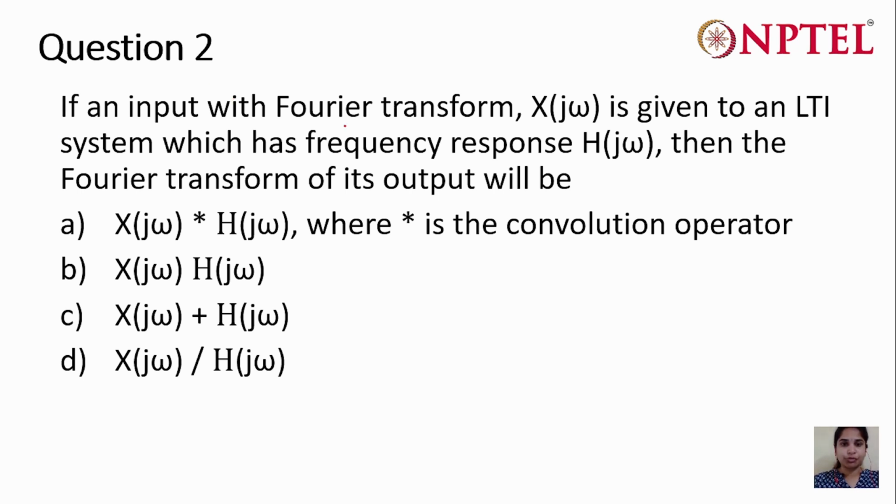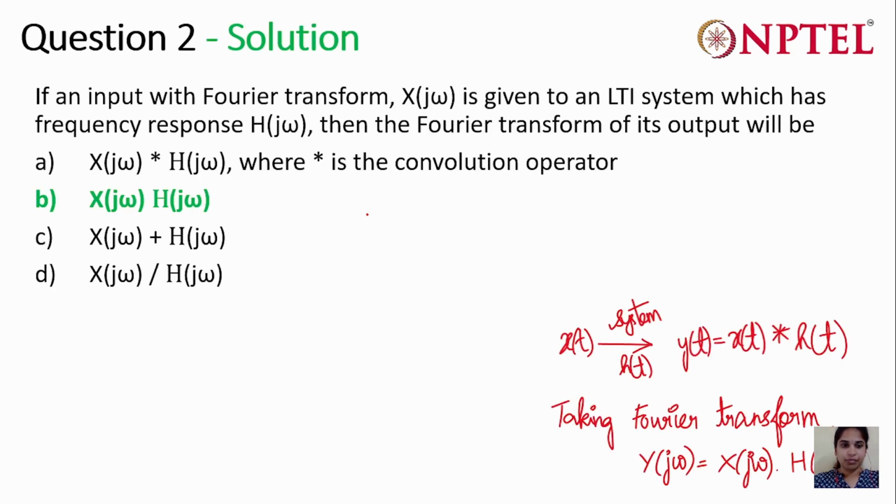If an input with Fourier transform x of j omega is given to an LTI system which has a frequency response h of j omega, what is the Fourier transform of the output? Multiplication of the frequency response. Yes. So the output will be multiplication of the Fourier transforms.